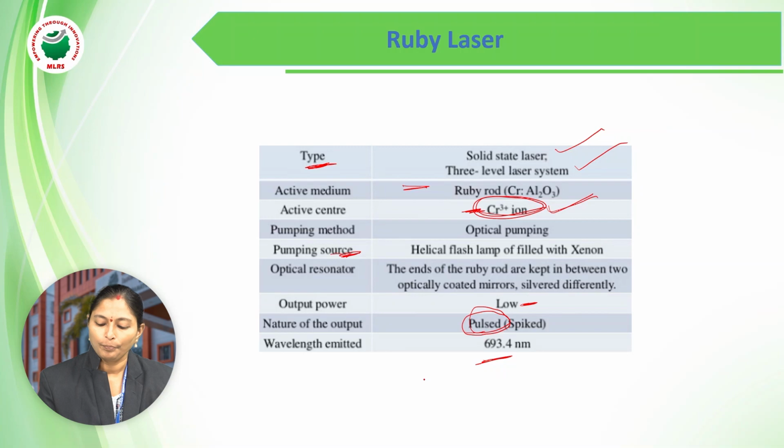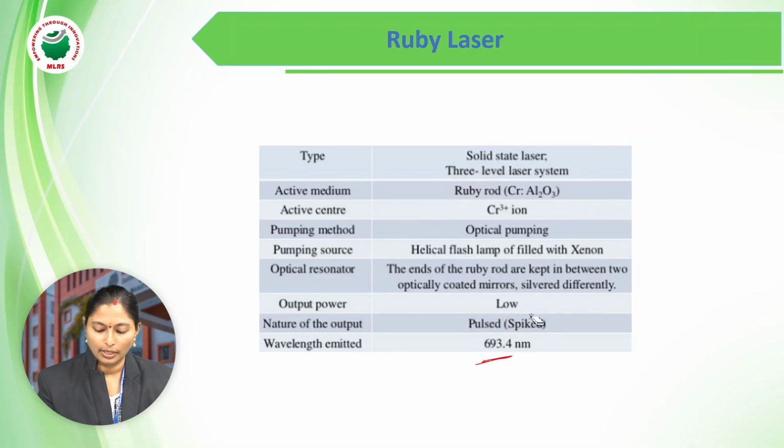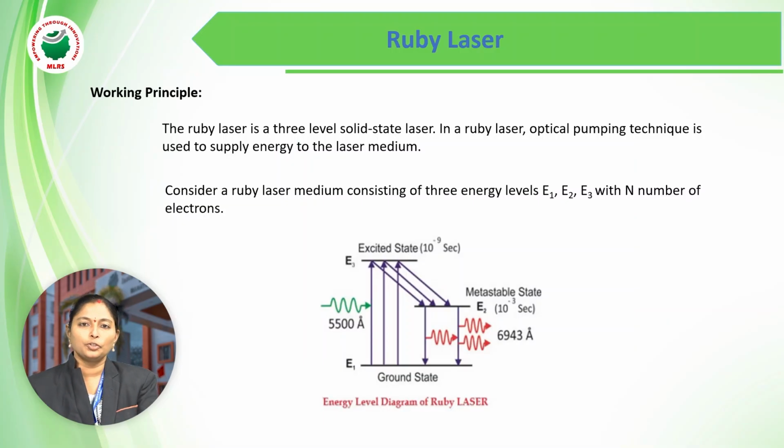Okay, this is the brief construction, the pumping source, active media, and everything about the ruby laser. Now let's go to the working. For the working, you need to remember that this is the energy level diagram.